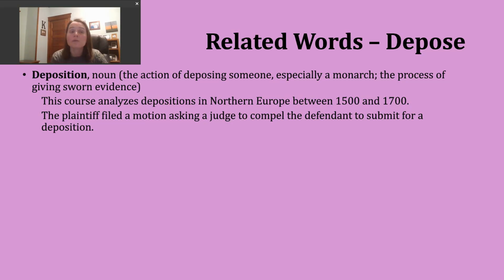Then the second way you can use the noun deposition is again to refer to that process of giving sworn evidence prior to a trial. An example of this might be, the plaintiff filed a motion asking a judge to compel the defendant to submit for a deposition. Here, again, very technical in its legal meaning, but someone is asking for someone to begin this process of having some formal questioning before a trial.